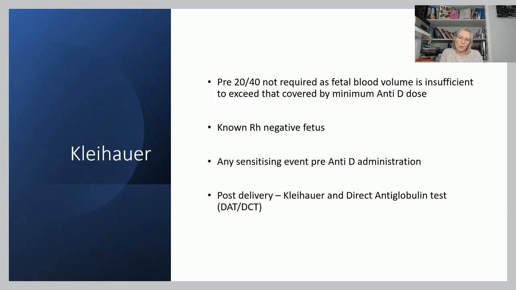So before 20 weeks, Kleihauer is not necessarily required, because the amount of fetal blood volume before 20 weeks is insufficient to, even if lots of it got into the maternal system, it would not exceed the amount that the minimum dose of anti-D would cover. So often you find if you've got a woman that's come in with some bleeding or abdominal pain that's pre-20 weeks, they will just prescribe 500 international units of anti-D and not take the blood specifically.